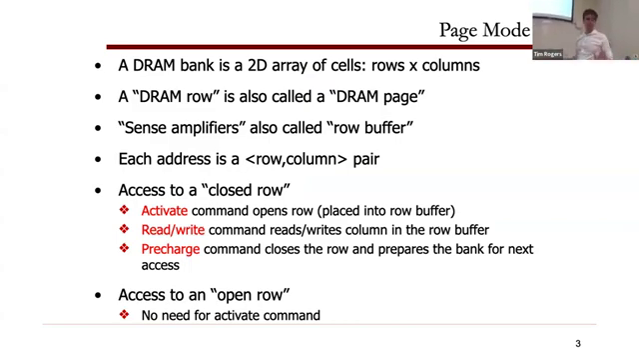DRAM row is also called DRAM page. We love to rename things in computers. So like a page, operating systems use pages for the virtual memory system. DRAM manufacturers, if you go talk about pages, they're talking about rows, which is basically just how wide your chip is. When you light up one DRAM row, they call that a DRAM page.